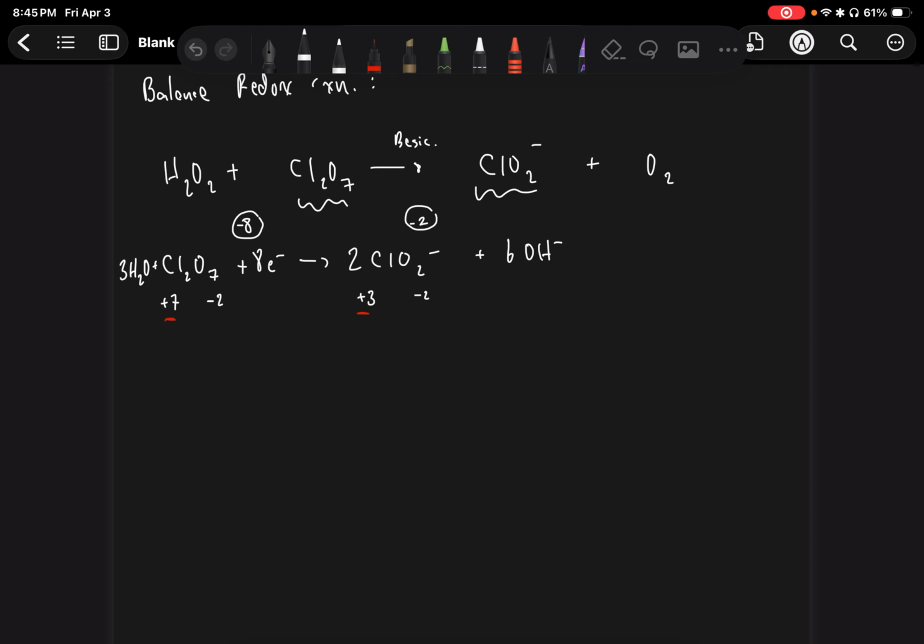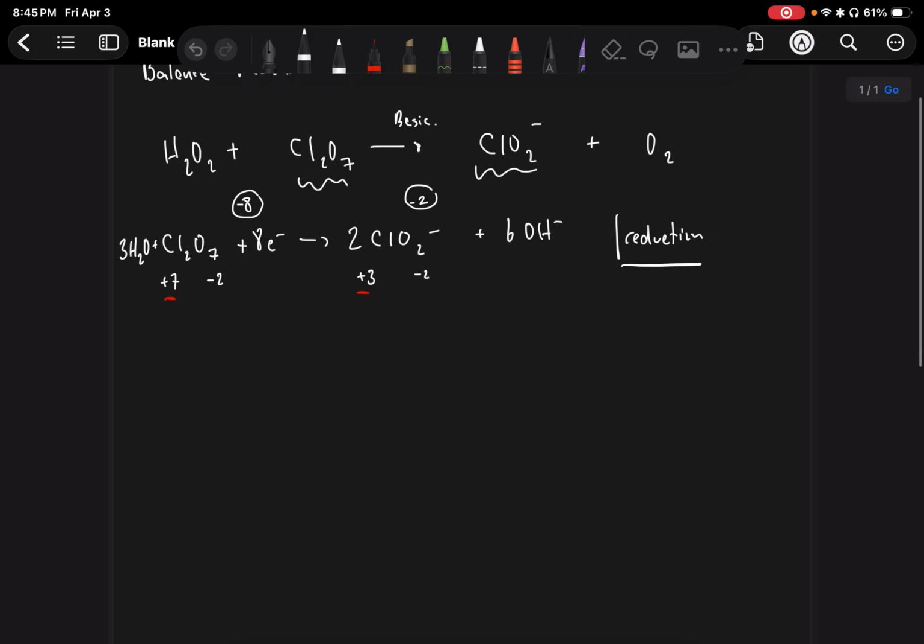Now is this going to be reduction or, what's the other one? Oxidation. Well, we're adding electrons, so we're gaining electrons. That means we are undergoing reduction. I know that for a fact. Now, step 2 is to balance the next half reaction and do all this again.